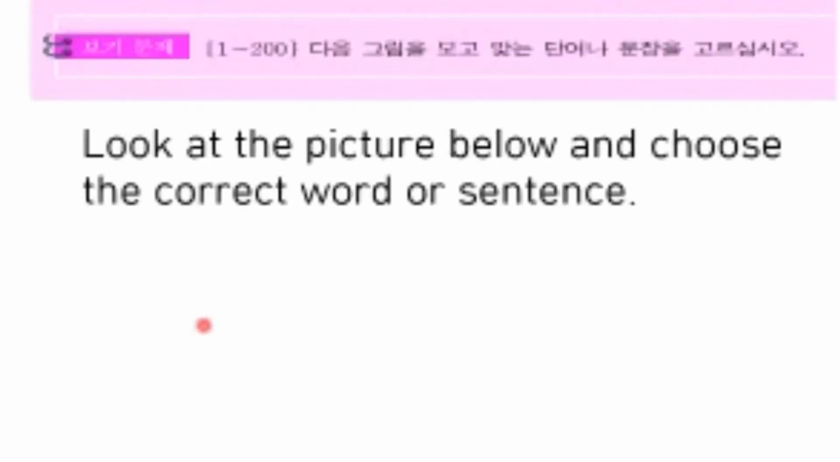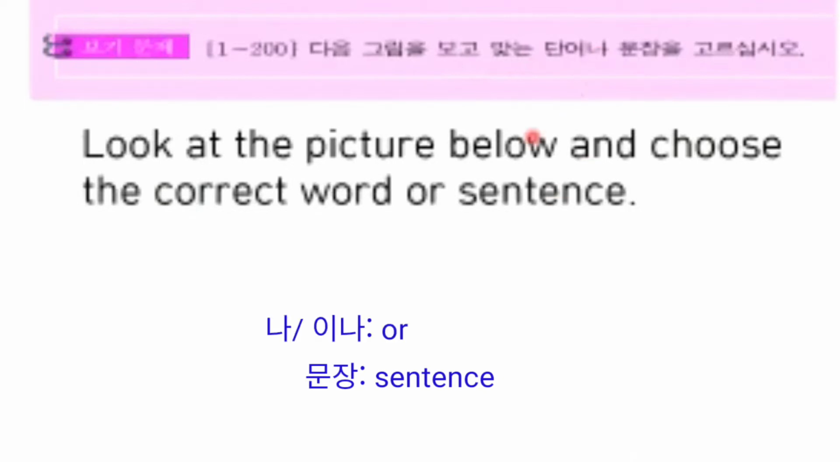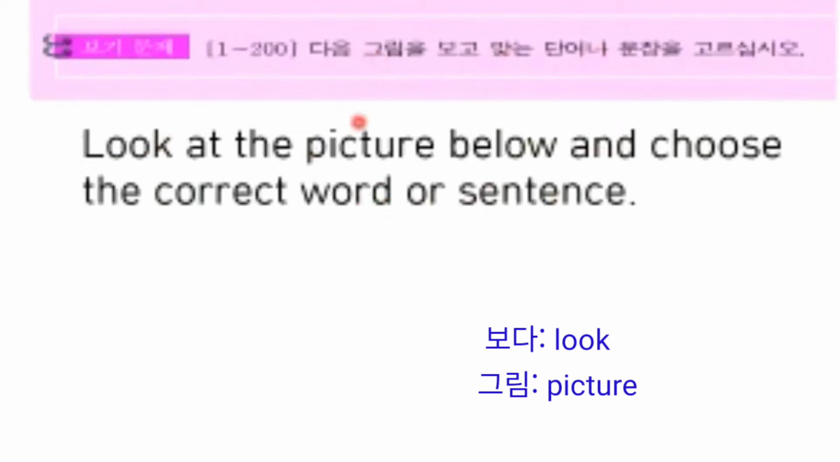Okay, so here is the direction, guys. Look at the picture below and choose the correct word or sentence. So in Korean, 다음 그림을 보고 맞는 단어나 문장을 고르십시오. So 고르십시오 means you choose. 문장 is sentence. Na here is or. Dano is word. 맞는 is correct. 보고 is look. 그림을 means picture.